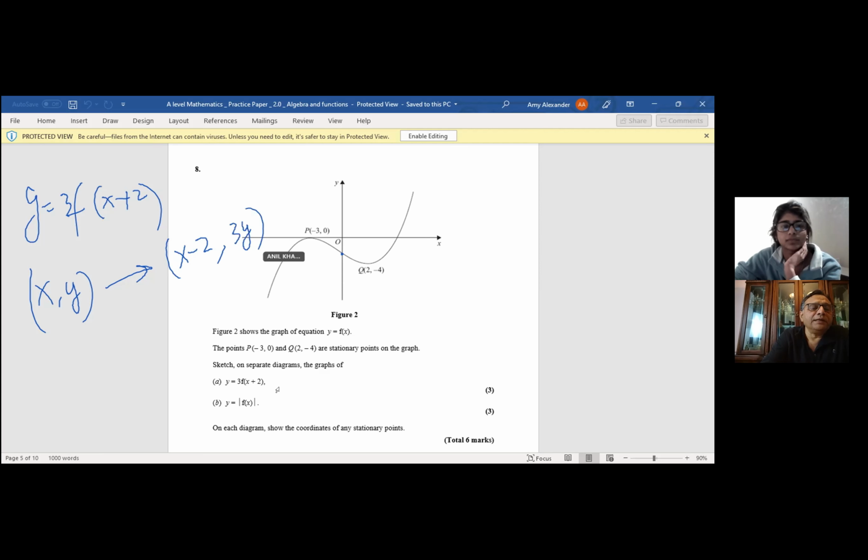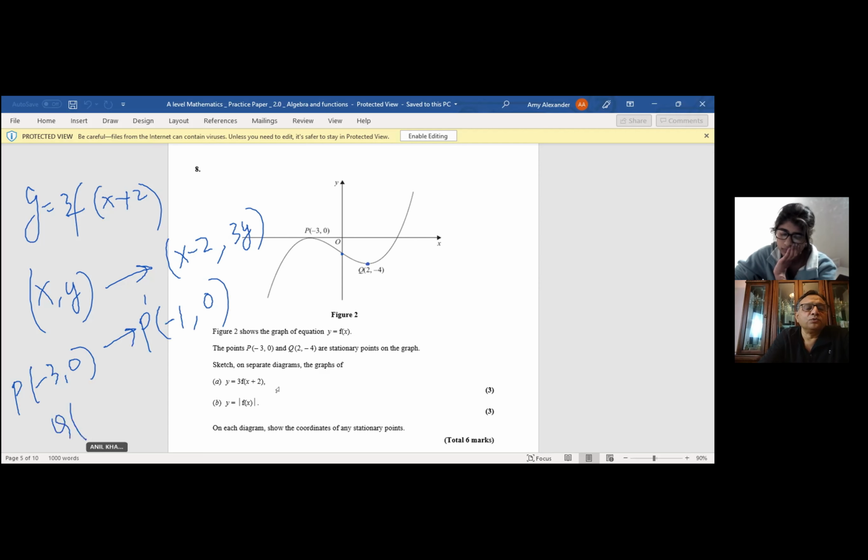So the point P will be what? P is minus 3, 0. Well, now we'll go to P prime, or its image point. When I add 2 to this, I get minus 1, and when I multiply, I still get 0. As far as the minimum point is concerned, which is Q, at 2 minus 4, the y value is multiplied, so minus 12.